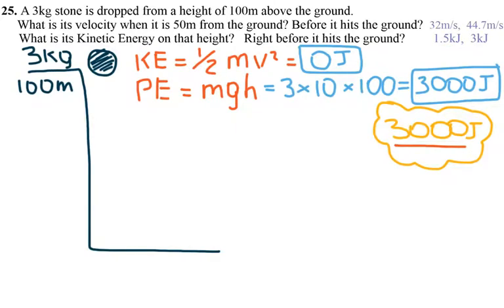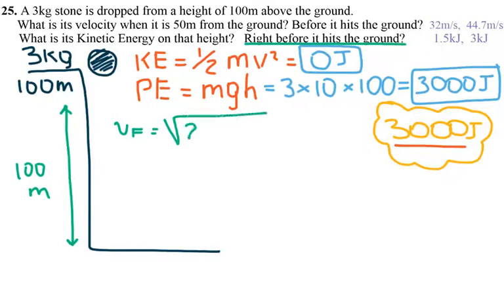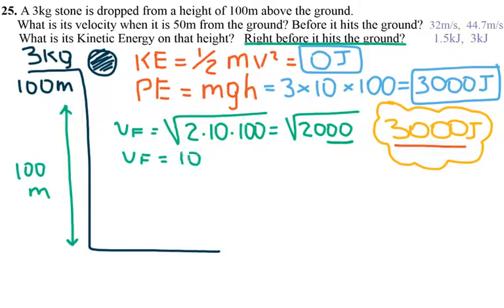But we haven't solved the question till the end yet, because it asks right before it hits the ground, right? I need to find the potential and kinetic energy right before it hits the ground. So right before it hits the ground, it would travel 100 meters. So I could use the final velocity formula to find the velocity before it hits the ground. That's the square root of 2 times acceleration due to gravity times the distance, which is 100. So the square root of 2000 meters per second. I can break my 2000 into 100 times 20, take the square root of 100, and break my 20 into 4 and 5, and I can take the square root of 4, so that gives me 20 square roots of 5 meters per second.